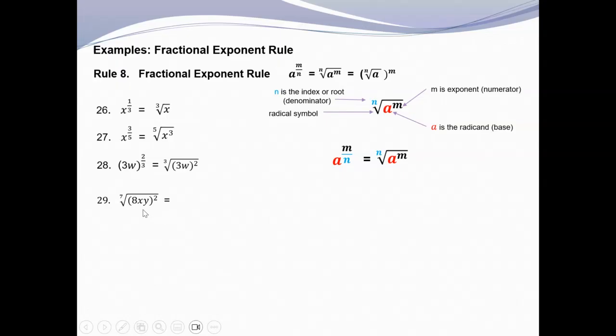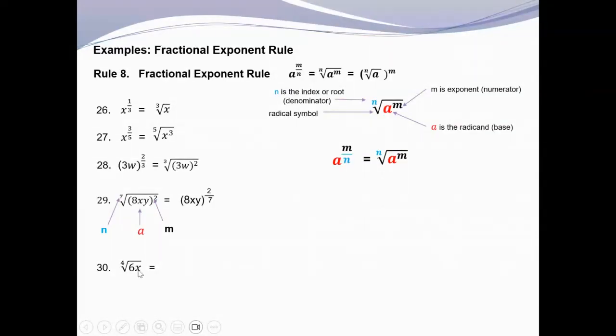Now you're going to go the other way. They're going to give it to you in radicals, so you have to put it as exponential. Since 8xy is together, that's going to be your base, that's your a. Your n is a 7, and the m is a 2. So it's going to be 8xy, that's your a, to the power of 2 divided by 7.